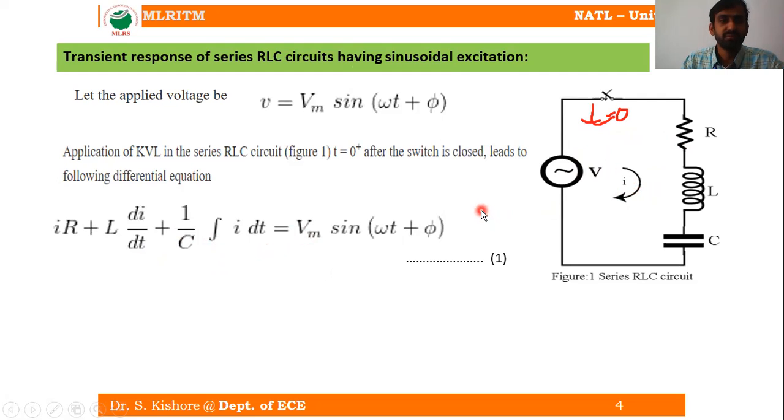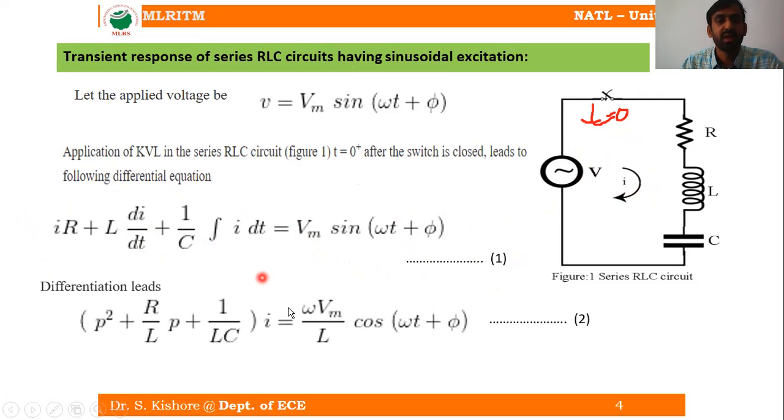Now let us differentiate this equation number 1. What is equation number 1? It is nothing but the KVL expression for the series RLC circuit having sinusoidal excitation. Differentiating equation 1, we get P square plus R by L into P plus 1 by LC into I is equal to omega Vm by L into cos of omega t plus phi. How did we come across this equation? P square is the second order derivative and P is the first order derivative.